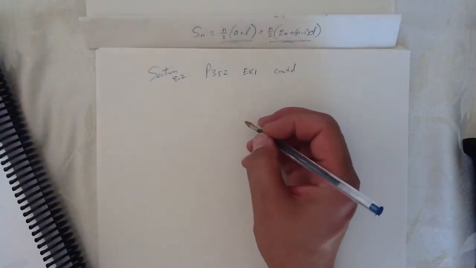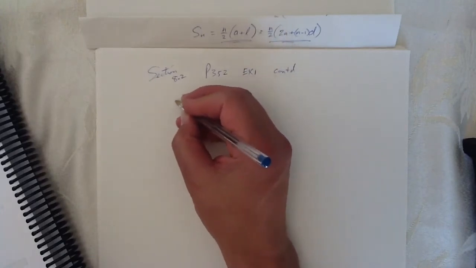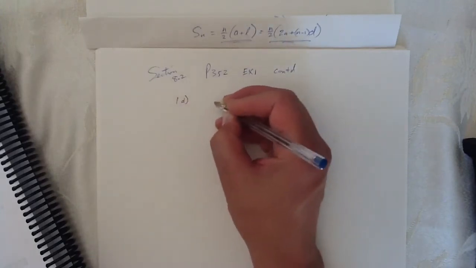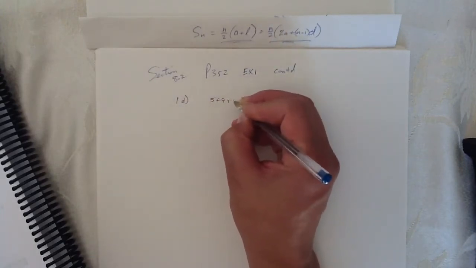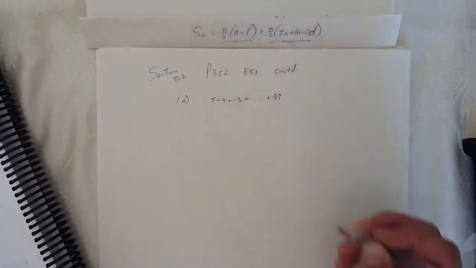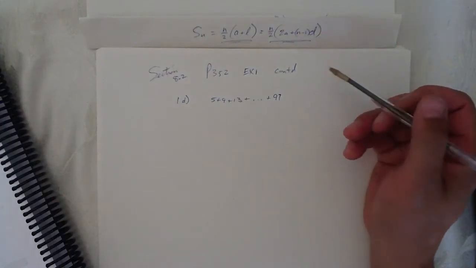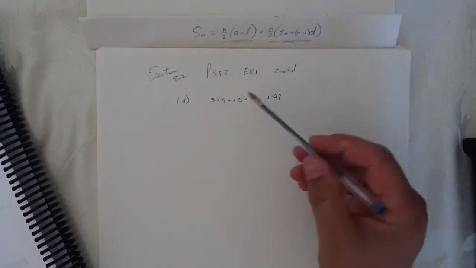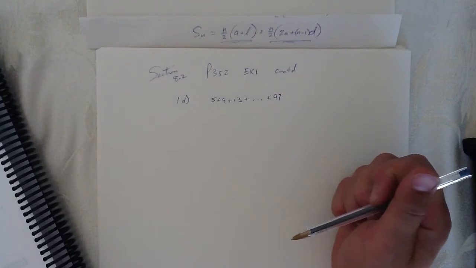So we don't know what n is. Let's write this out here. This is 1D. 5 plus 9 plus 13 plus dot dot dot plus 97. We don't know what n is, but we do know the first term, we do know the last term, we do know d, so we do know quite a lot.